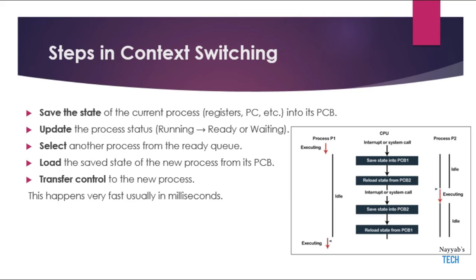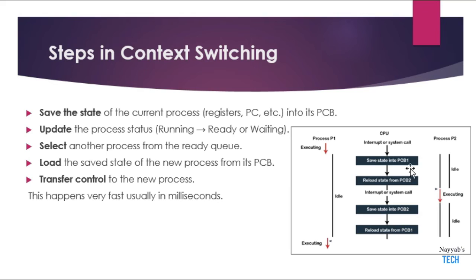it updates the state of the process from running to ready or waiting, and then it selects another process from the ready queue and reloads that process from its PCB, and then it transfers the control to the new process. In this way context switching happens.